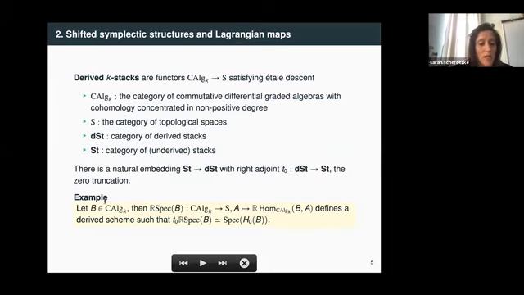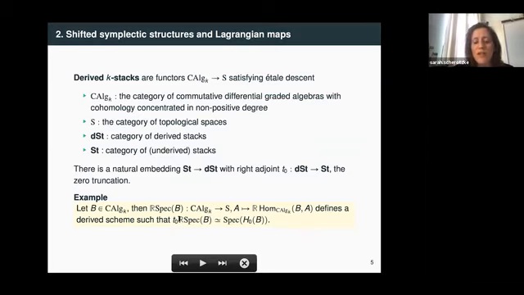Let's maybe view this on an example. So for instance, if B is a commutative differential graded algebra, then I can define a derived stack, which is in this case actually a derived scheme. It's called R spec of B, and it is simply the functor which maps an algebra A, so a commutative differential graded algebra A, to the space of algebra maps between B and A.